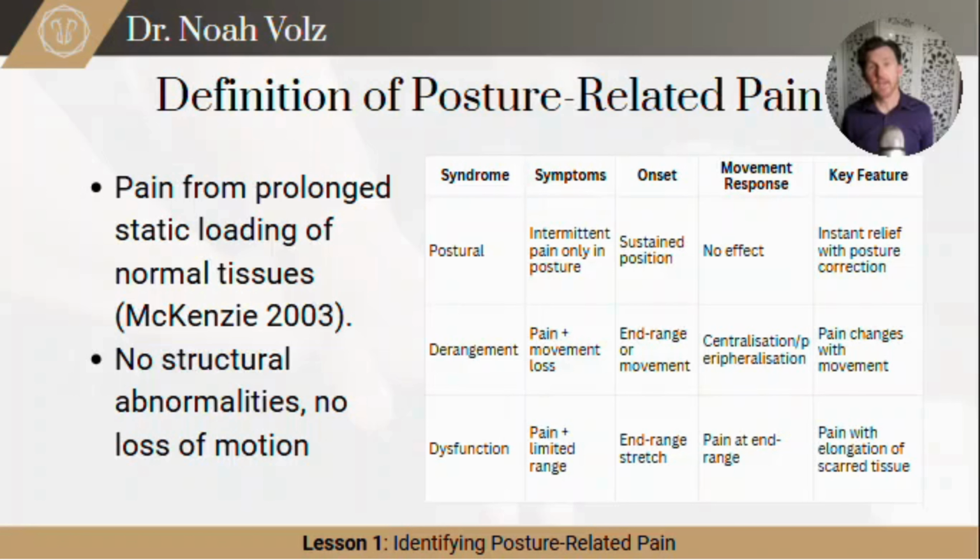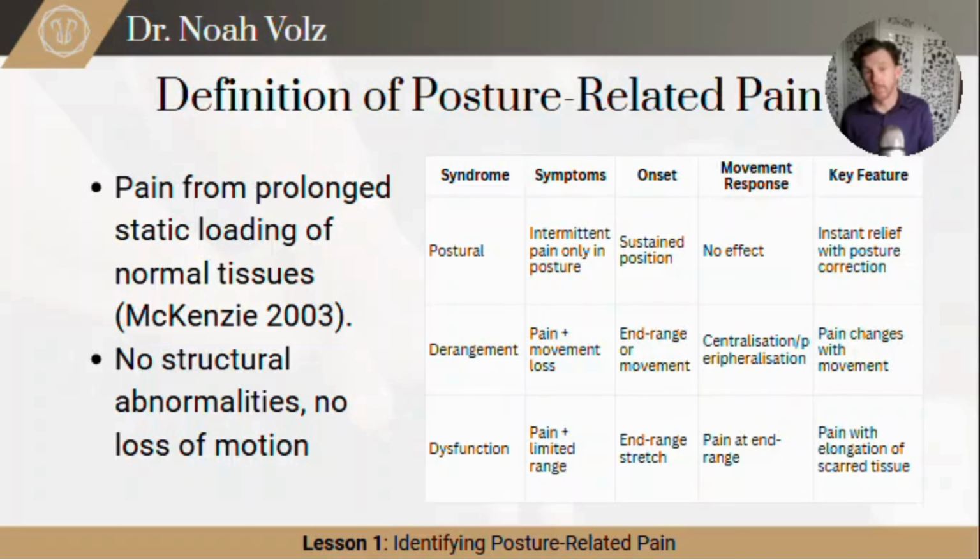So this is different than what McKenzie calls derangement. We're not using that term in the other tracks in this course, but it's important to compare posture-related pain against derangement. Derangement is pain and some movement loss. The onset is at the end range, so at the very end of your movement. And there is centralization and peripheralization when you do those movements, and the pain changes with movement. So this one is very tied to movement.